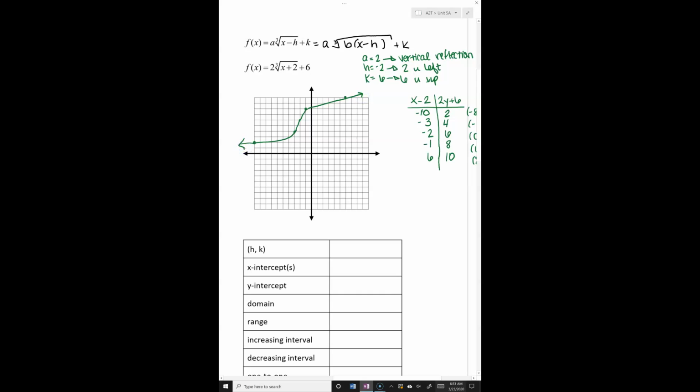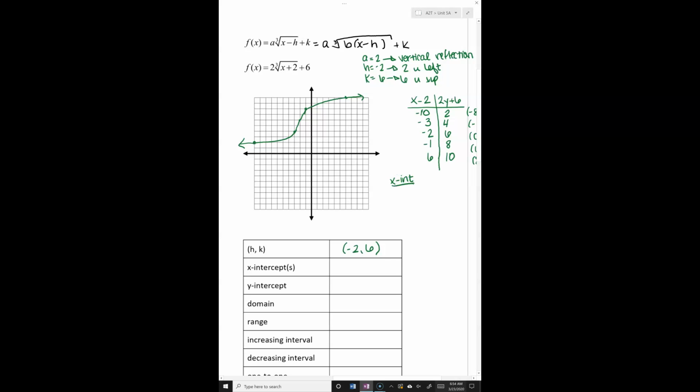All right, let's fill in the characteristics. We know that hk is going to be from our transformations written out, -2, 6. There is going to be an x-intercept because it will eventually, and I don't like that this is straight, sorry guys. It will eventually intersect the x-axis. Your graph should be curved. There we go. So we'll find it algebraically.